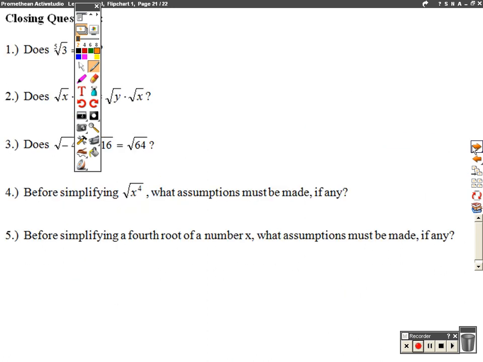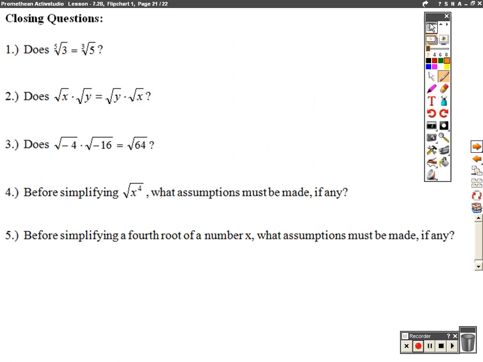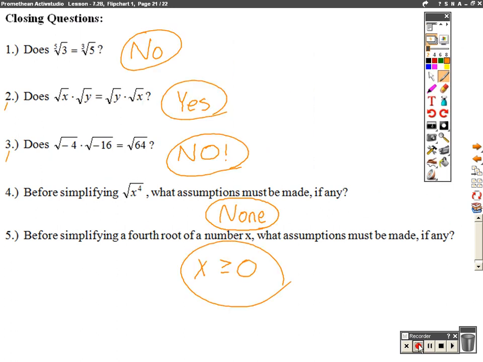Okay, go ahead and pause here and try some of these closing questions. Okay, quickly making some notes on a few of these. Number 2 is yes, because all you're doing is you're flipping these radicals around the multiplication, and since multiplication is commutative, this is yes.